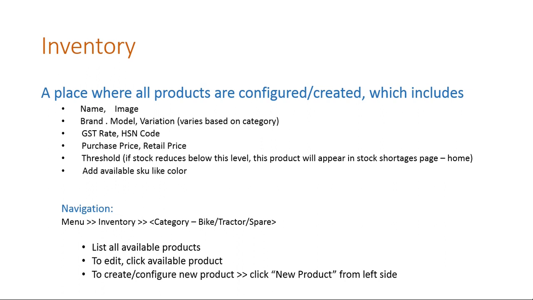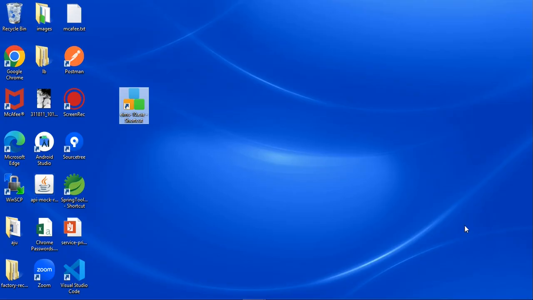The first is the inventory. So the first thing we need to do is we need to create a product. So when we create a product, we have to provide all this information: name, brand, GST rate, purchase price, retail price. Let's do it. So this is the actual software EIMS.